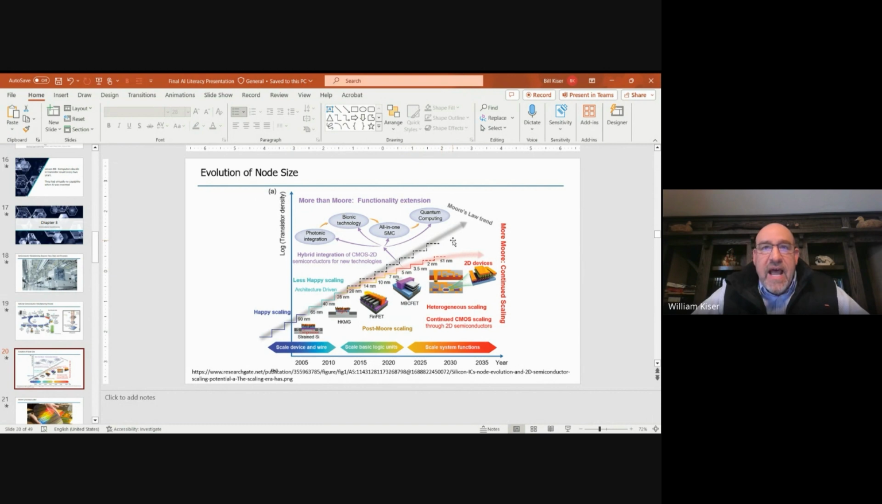Of course, if you shrink the size, you're able to get more transistors in a certain area. You shrink the size, you decrease power. But this has been a continuing battle. Moore's law continues to go, and a lot of it is due to the shrinking of the transistors.